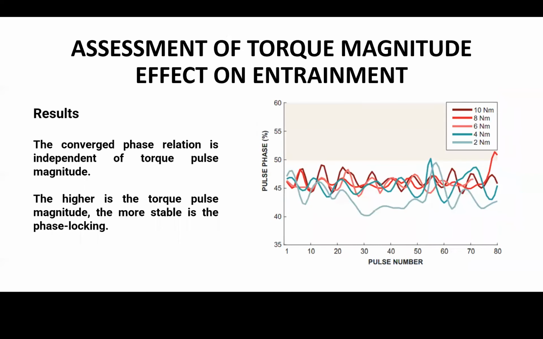This plot shows the effect of torque magnitude on entrainment, and we can notice that the higher the value of torque magnitude, the more stable the phase locking. We can also see that the converged phase relation is independent of torque pulse magnitude.